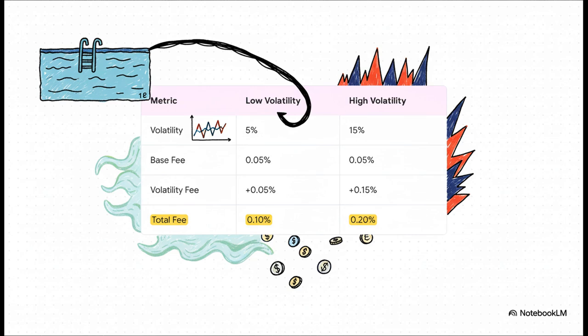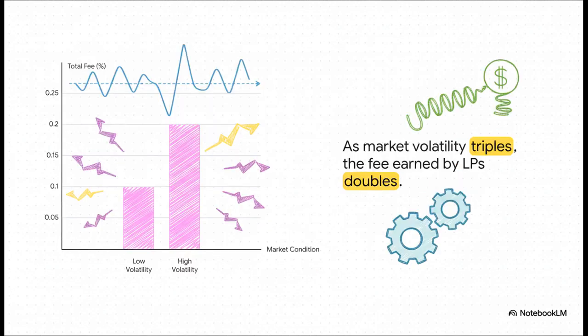Let's just break down how this works with a quick example. So here, we have a pool with a base fee of 0.05%. The hook is set up to add a little extra based on a volatility multiplier. So when volatility is low, say at 5%, the final fee is a pretty modest 0.110%. And this chart just illustrates the outcome perfectly. When market volatility triples to 15%, the hook automatically adjusts and boom, the final fee you earn as an LP doubles to 0.20%. Simple as that. You're getting paid more for providing liquidity when the market is risky, which is exactly how it should be.